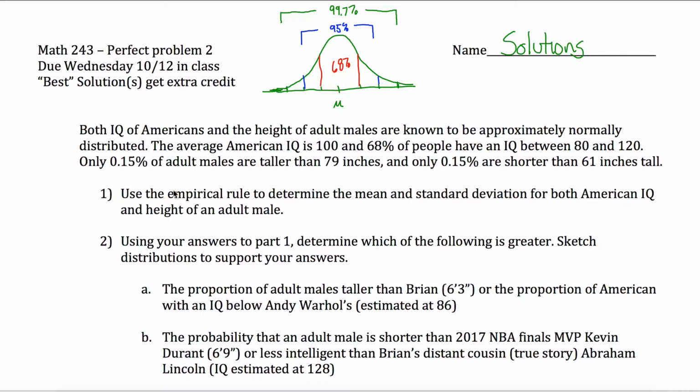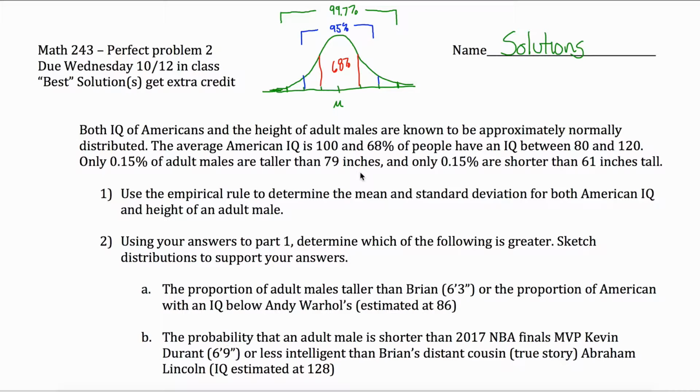All right, here are solutions to perfect problem 2 for Math 243. The basic idea here is you are told that both IQ and height, we're going to assume those are approximately normally distributed. And you are told the mean average IQ is 100, and then given some statistics about what percentage of people fall in which range. And you're also told statistics about what percentage of people fall in certain height ranges as well.